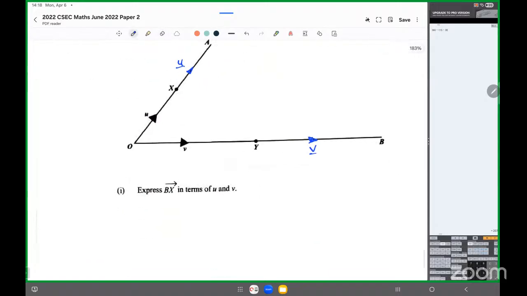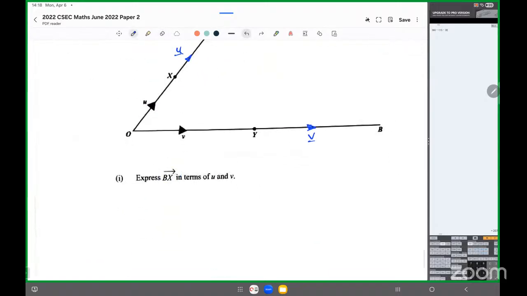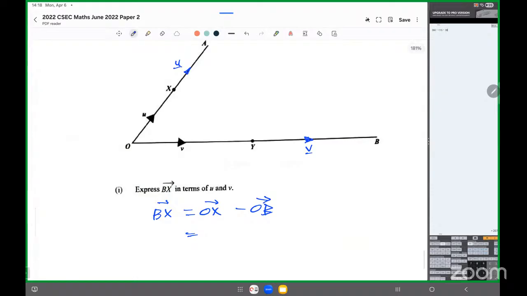The question says we must express BX in terms of U and V. So BX becomes OX minus OB, and I can use that because I know all the position vectors. OX is U, minus OB, which is 2V. Simple as that. To go from B to X, we have minus 2V plus U.